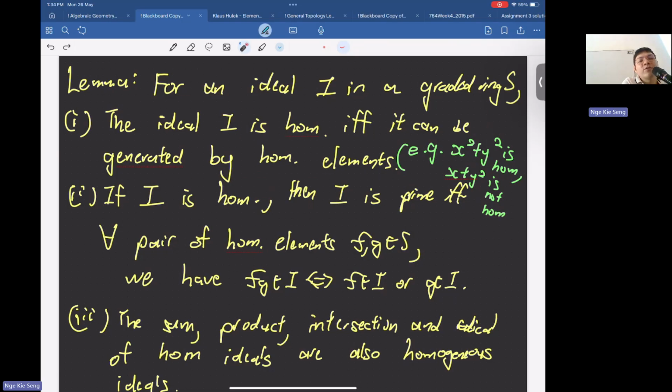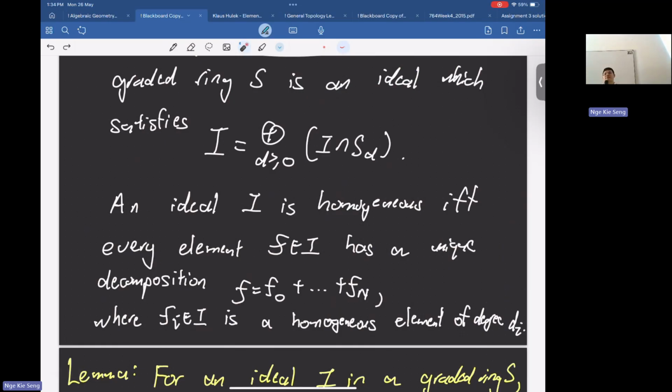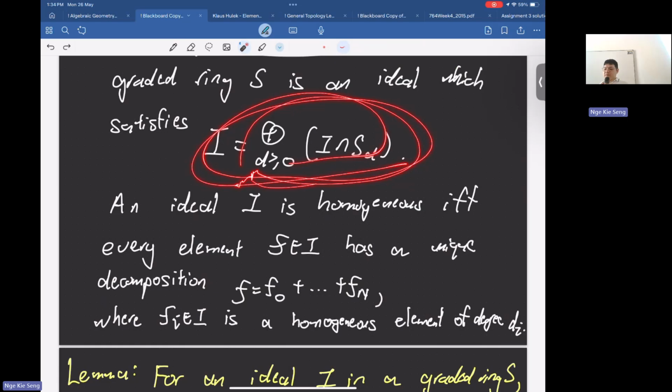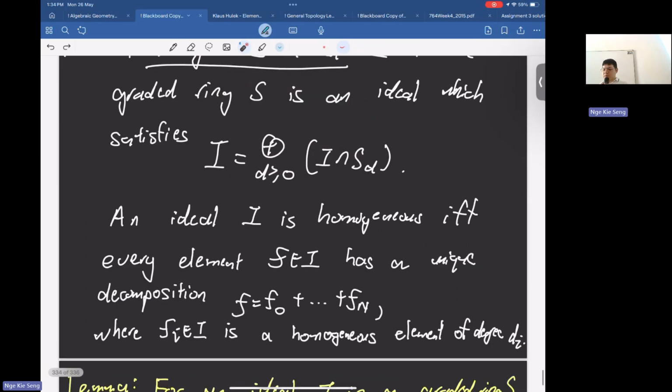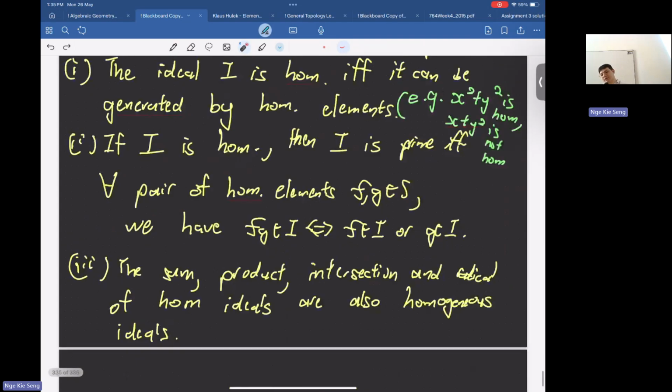What do I mean by graded part? I intersect with XD. They are living in a different graded part. If you have homogeneous elements, each must be of some degree, right? So if you have different degrees and multiply them together, they still live in the same homogeneous degree part. Okay. How about the other direction?